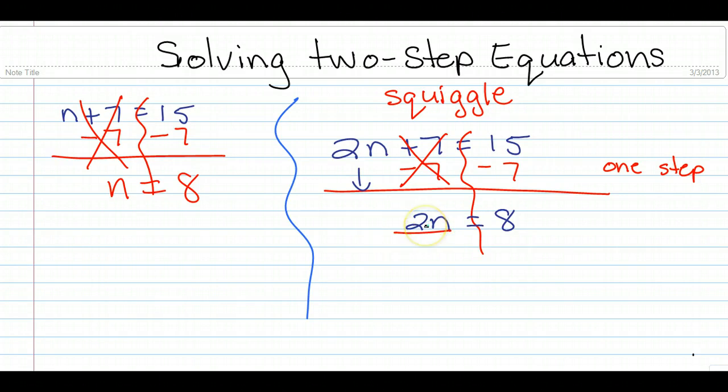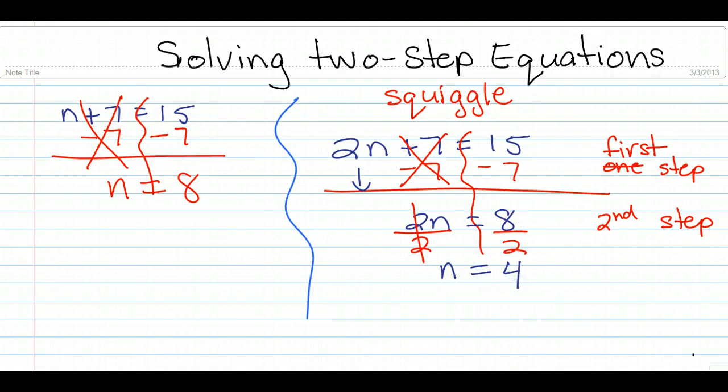This is a multiplication problem, so we do the opposite, which is to divide both sides by 2. So this is our second step. Okay? This was, I should have written, this is our first step. This is our second step, making it a two-step equation. This goes away, just like we did before. We bring down the n, put back our equal sign. 8 divided by 2 is 4. So the answer is n equals 4. So basically, solving two-step equations is just like doing the single step, the one step, over and over again.